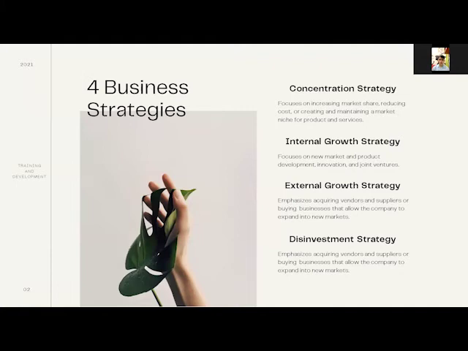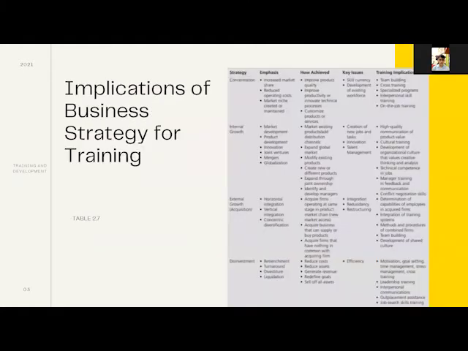This means the company or the organization will retrench some of its business units in order for it to continuously survive in the industry. Some of the business might sell its business entity on this side in order for them to regain this one. So that's it. Next, here are the implications of the business strategy for training.